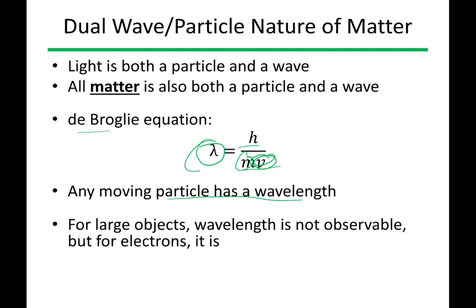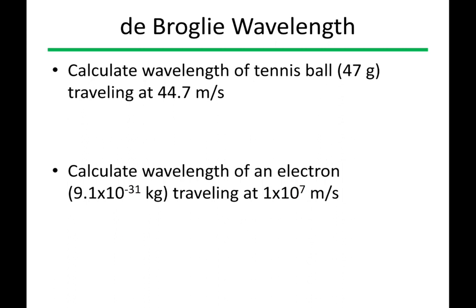The reason that we don't observe the wave-like properties of most matter is that for large objects, this wavelength isn't going to be observable. Because if the mass is very large, that means this wavelength is going to be relatively very small, and quite possibly so small that it's impossible to measure. But for something like an electron, which is still a fundamental particle and has a mass, but it's a very small mass, it is indeed observable. So let's look at a couple examples using that equation.